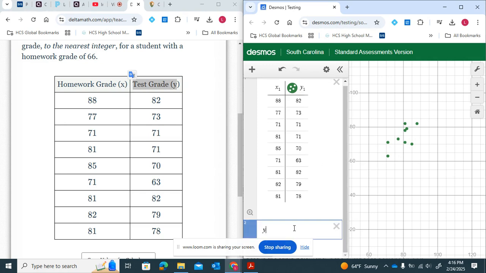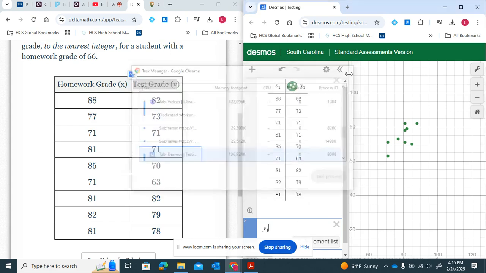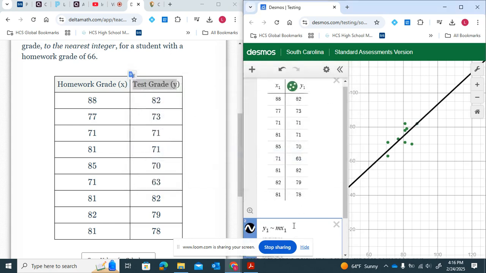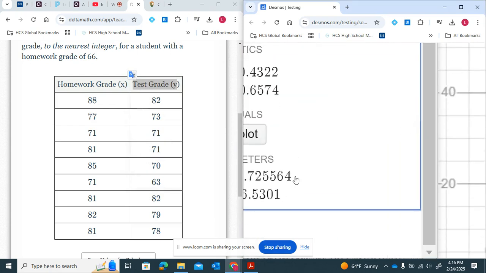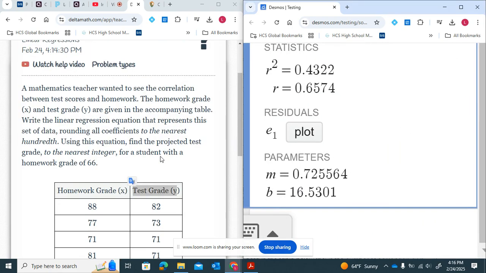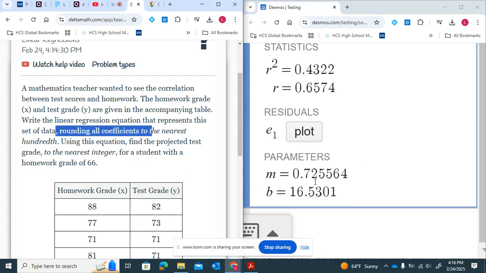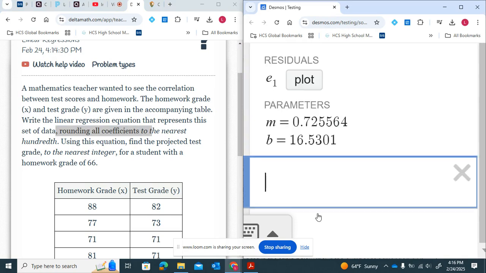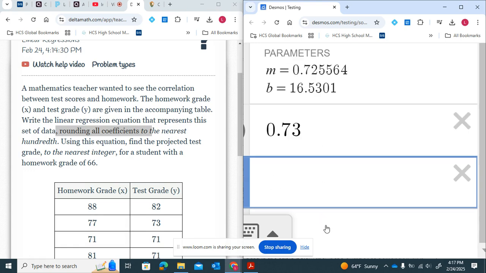So then I type in the Y1 squiggly, that's not what I want, squiggly MX1 plus B. I need to take all my coefficients to the nearest hundredth, right? That's what it first says. So my M, my hundredth place is 2, and next to the 2, there's a 5. So my M is going to be 0.73. That 2 is going to round up, and my Y-intercept is 16.53 because next to the 3, there's a 0, and that just means it stays a 3.